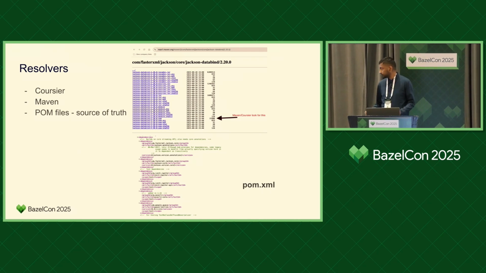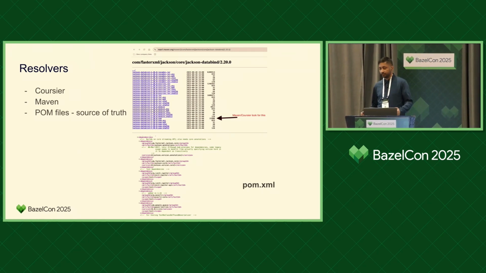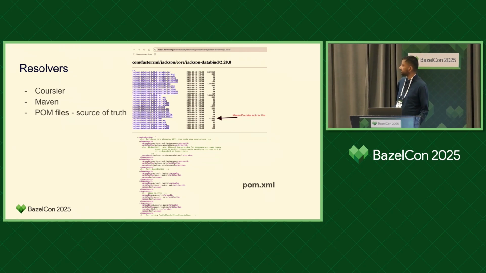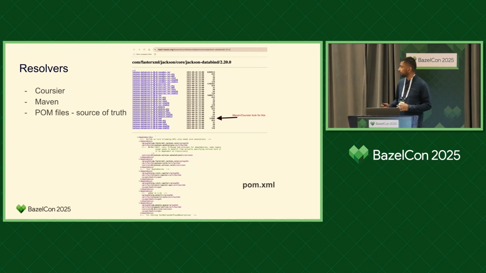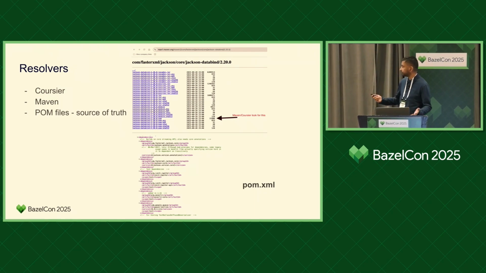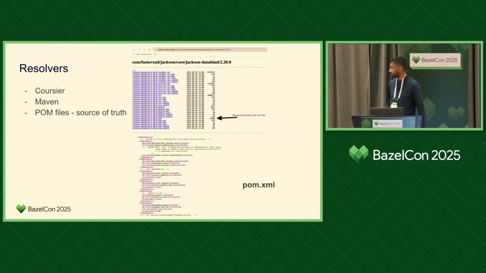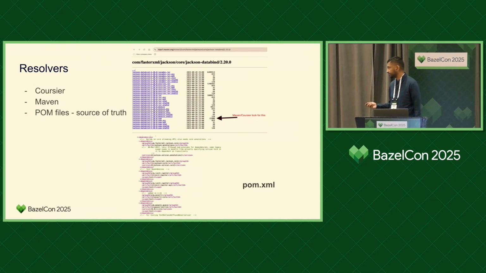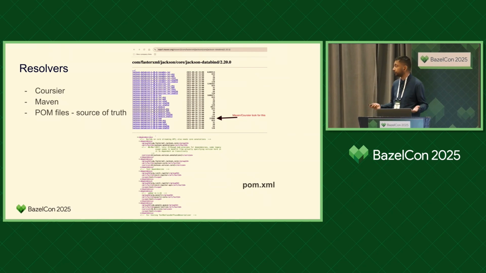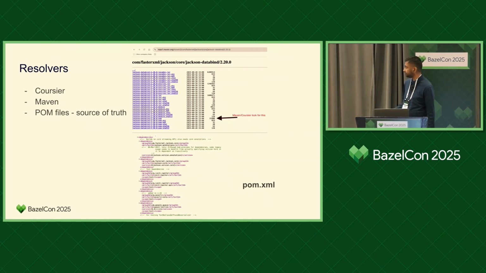So the two resolvers that have been there for a while, Coursier and Maven, are similar in the way they work. At a high level, they look at POM files. So this is Jackson data bind, which is a popular Maven dependency. And they look at POM files as source of truth. POM files are the known part of Maven specification, and they have the transitive dependency versions and other constraints that are useful for the resolver to actually resolve and find conflicts or generate the final graph.